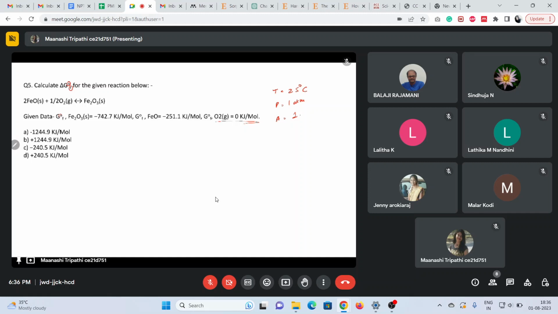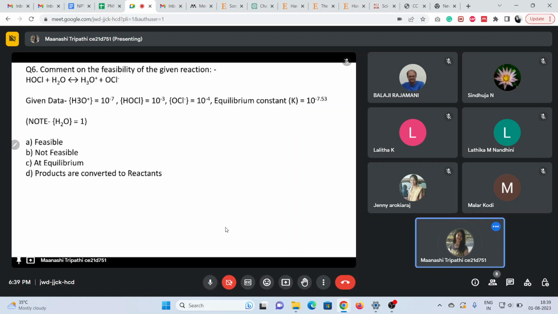Comment on the feasibility of the given reaction. So it is kind of similar to the previous question, but here we are talking about equilibrium constant and reaction quotient, if you remember. So here we have to find out if the reaction is feasible. Please calculate the Q value and check if it is feasible.